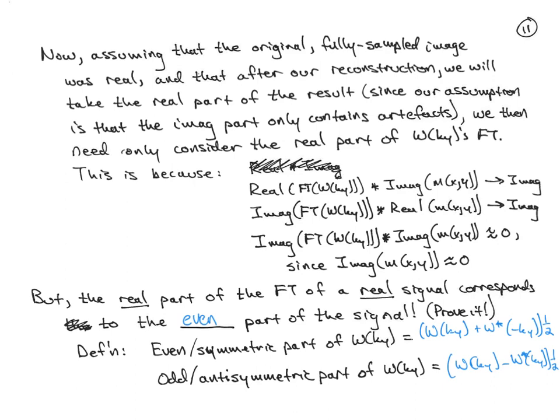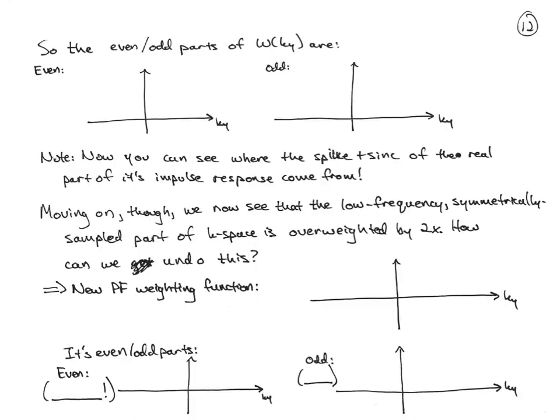The fact we're going to use next is that the real part of the Fourier transform of a real valued signal corresponds to the even part of the signal. So if you have an even w of ky function, you're going to get a real valued Fourier transform. If we apply this even and odd decomposition to the weighting function w of ky, what do we get? We get a sort of hat function here for the even part, where this amplitude is 1 and this amplitude is 1/2, and the boundaries of the 1 region are the symmetrically sampled region boundaries. So this is the symmetrically sampled region.